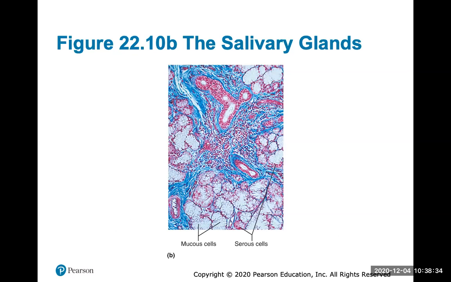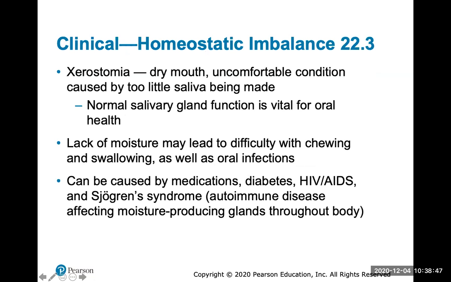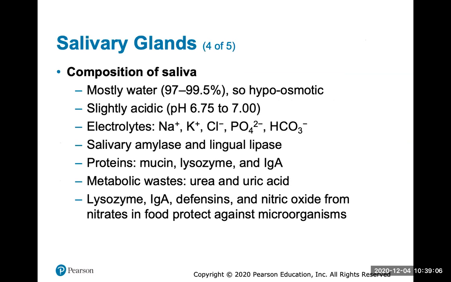Here's just a look at the different cells that make up the salivary glands. You can see that they're secreting cells because they're secreting substances. These serous and mucus cells, some will secrete enzymes. The mucus cells will produce mucus. Xerostomia is dry mouth. Lack of moisture may lead to difficulty with chewing and swallowing. This can be caused by different medications, diabetes, HIV, and Sjogren's syndrome, which is an autoimmune disease affecting other moisture-producing glands throughout the body.